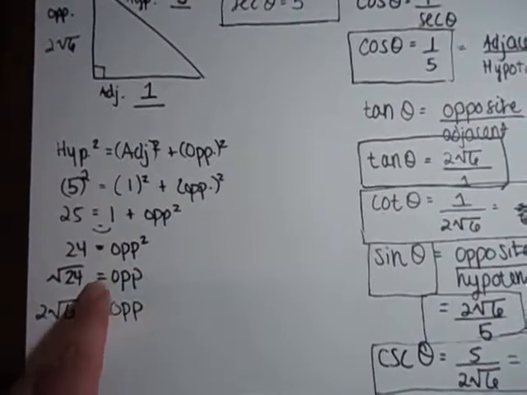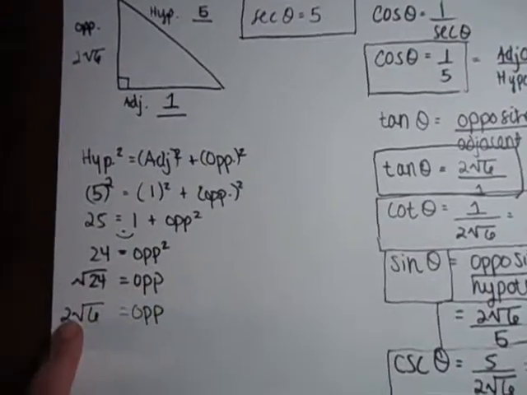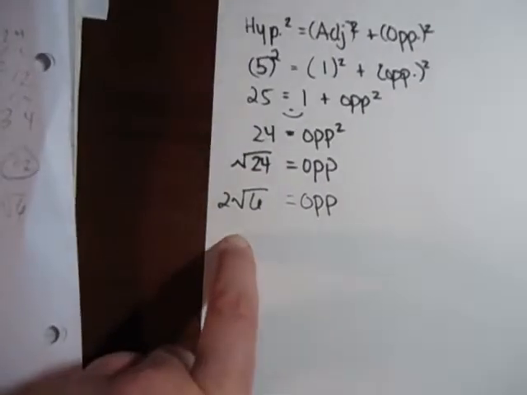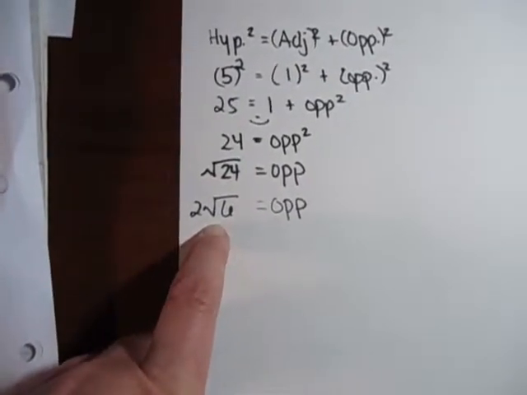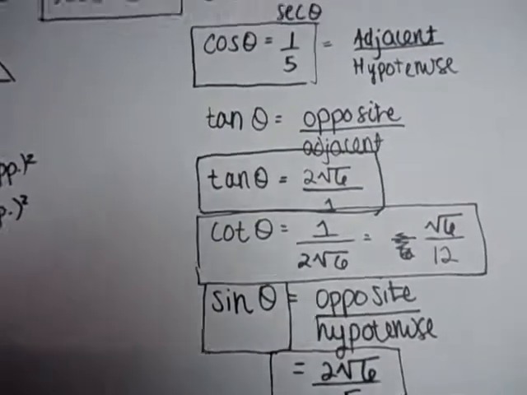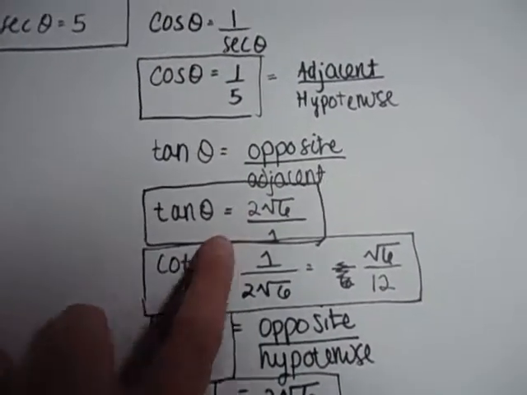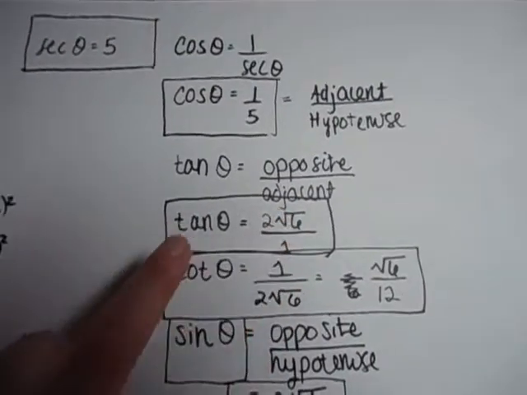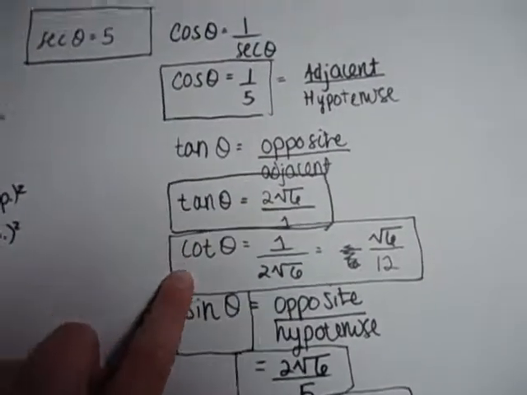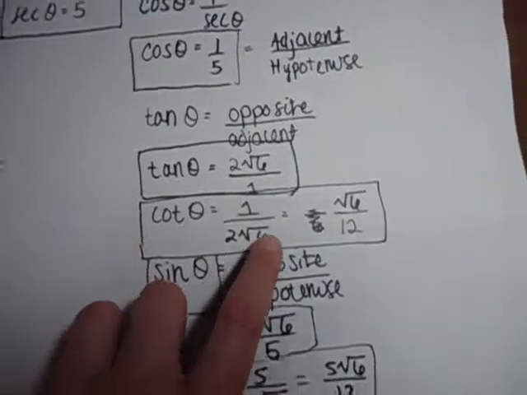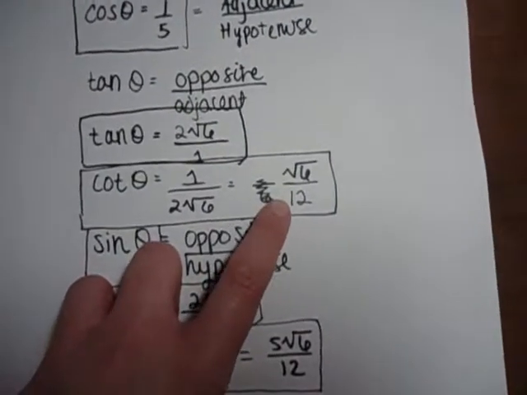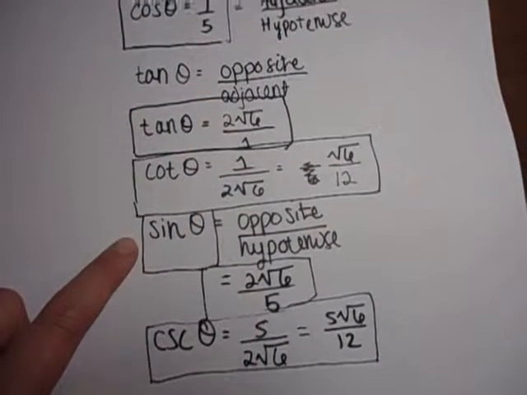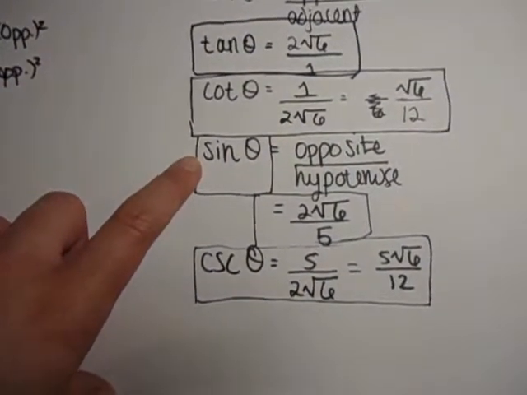Then you take the square root of 24, and to simplify the square root, it would be 2 square root of 6. So then we just plug it back into the problem. I probably should have crossed that out. It's just 2 square root of 6. Cotangent is the reciprocal, which should be 1 over 2 square root of 6, but you have to simplify it. There's a simplified form. And then sine is opposite over hypotenuse.